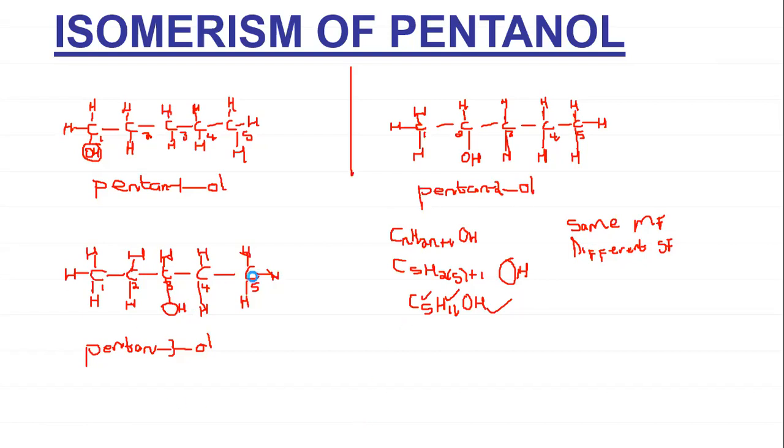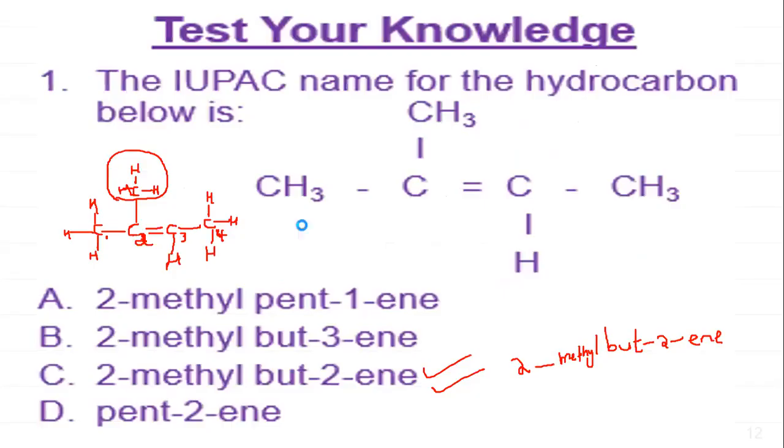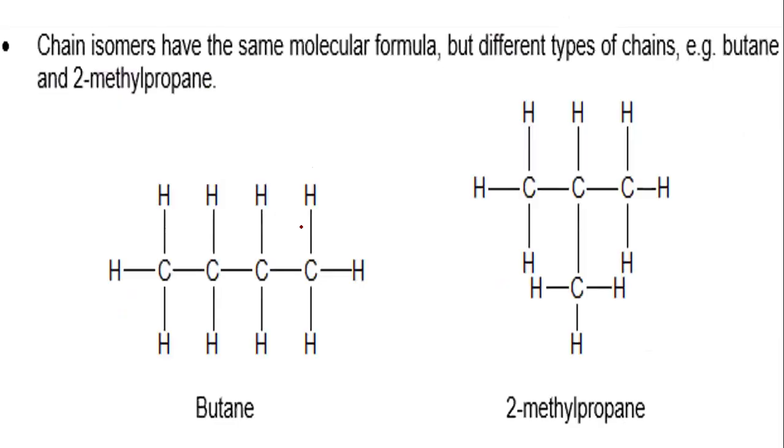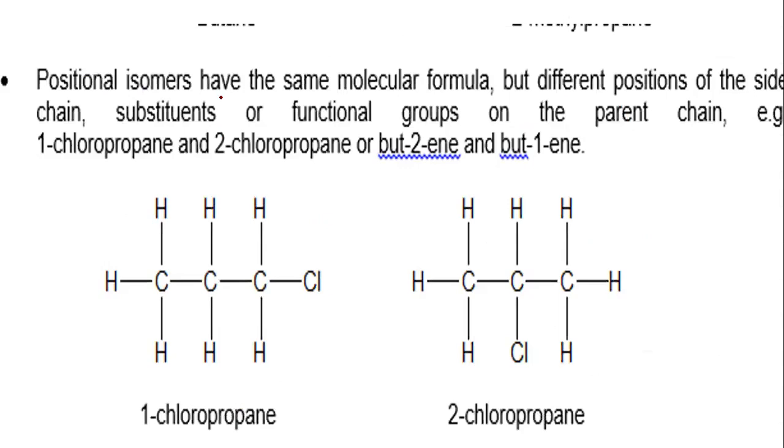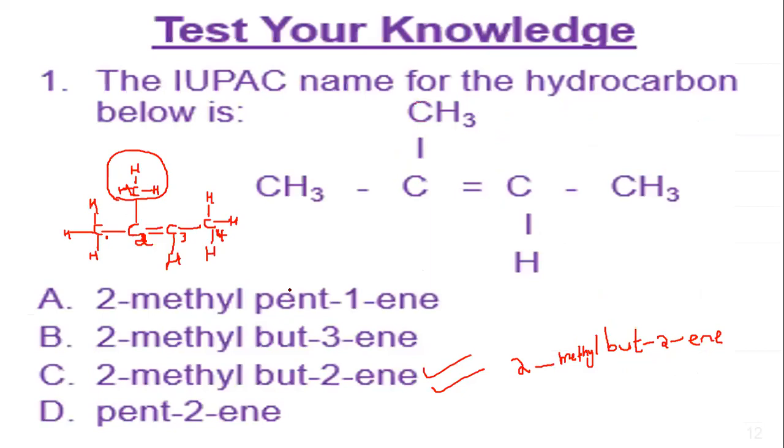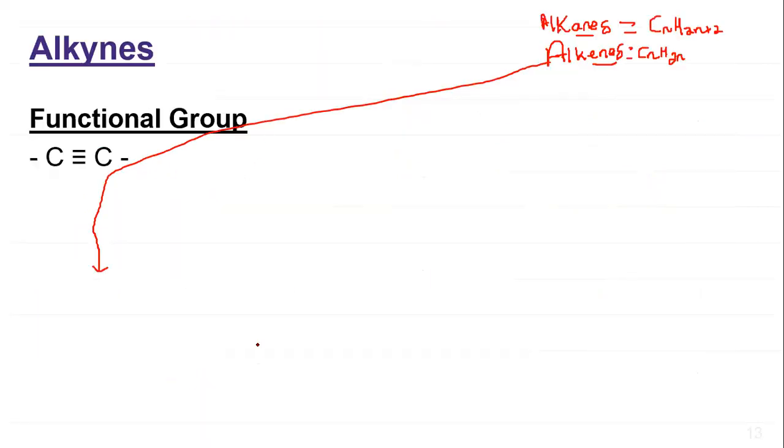Why? Because positional isomers, if we just quickly go back to our definitions, are isomers that have the same molecular formula but different positions of what? The functional group. Remember, it can be the side chain, it can be the substituent, or it can be the functional group. So they are positional isomers because they have the same molecular formula, but the functional groups are in different positions altogether, right? So that brings us to the end of the lesson.